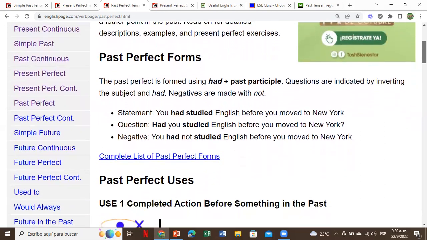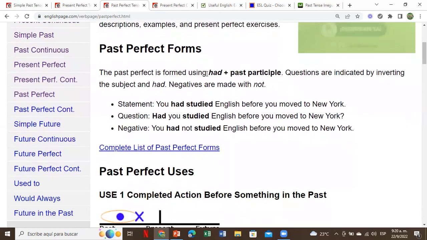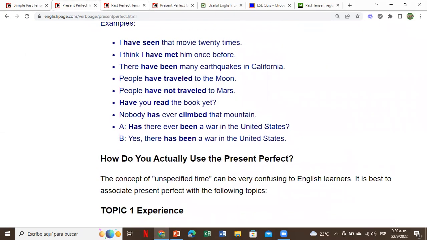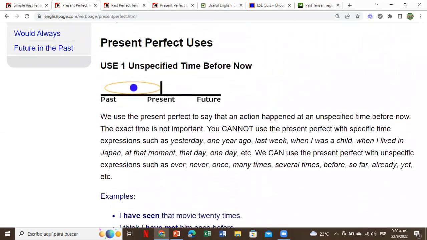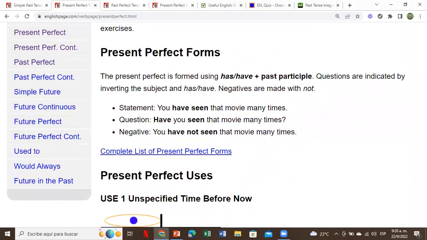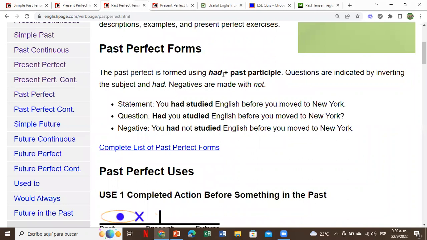Thank you, sir. Past perfect, look at the formula. As you know, porque hoy sí ya se la pueden, ya sabe que presente perfecto, la fórmula es has o have y el verbo cae en past participle. Ahora usted también ya sabe que el pasado perfecto, simplemente la fórmula es had y un verbo en past participle. Observe acá los ejemplos. Statement 1.